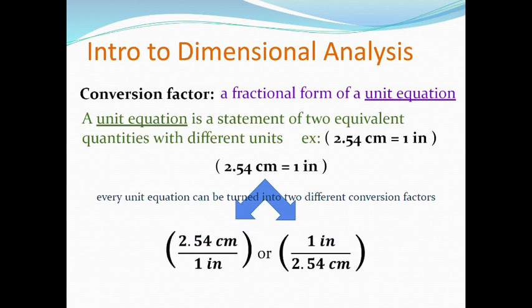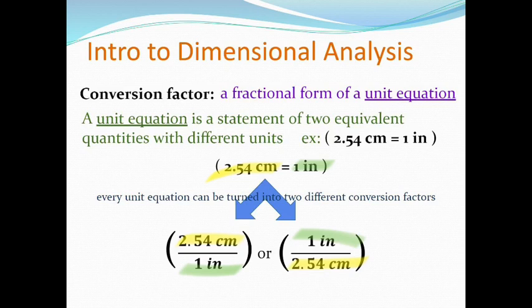So here you can see that same unit equation has been turned into two different conversion factors. The first one has our centimeters on top and inches on bottom, and the second one has inches on top and centimeters on bottom. And so these are two different conversion factors from the same unit equation that would be used in different circumstances. But that's really all that we're doing. Once we know the unit equations that we need, then we can use them. It's about turning them, so that one side is over the other, and that's it.